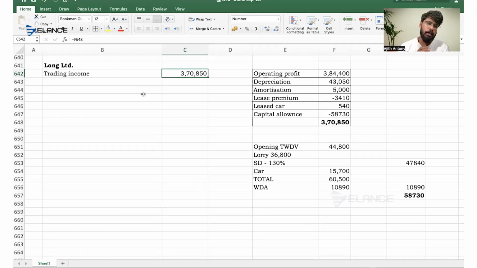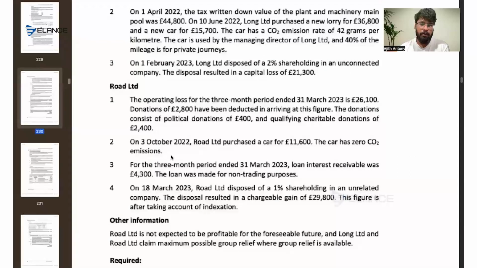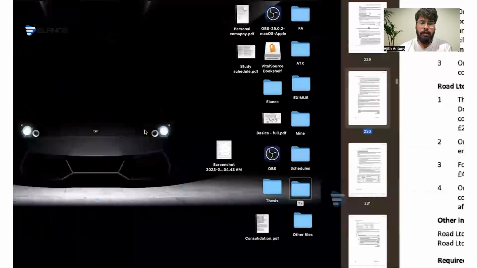Okay, so Long Limited can either carry forward that capital loss to the future, or otherwise Long Limited can transfer that loss to group companies. So that is the computation related to Long Limited. Let us start with the computation of Rod Limited, and if there are any intra-group adjustments coming, we can adjust them at the time of doing the computation of Rod Limited. Okay, so the next is Rod Limited.